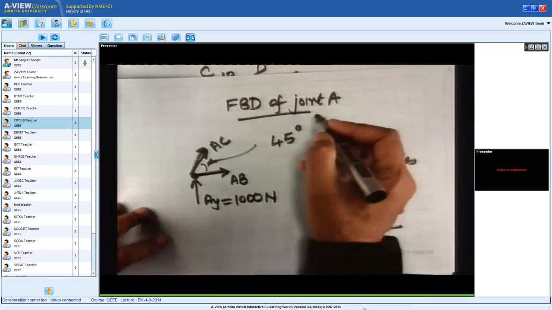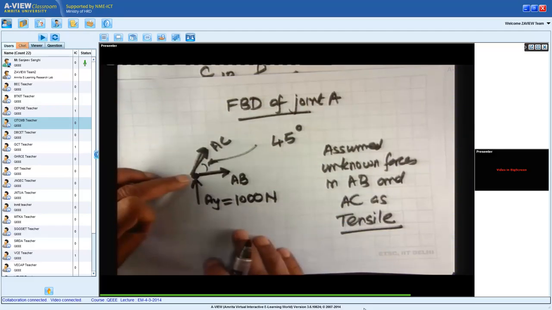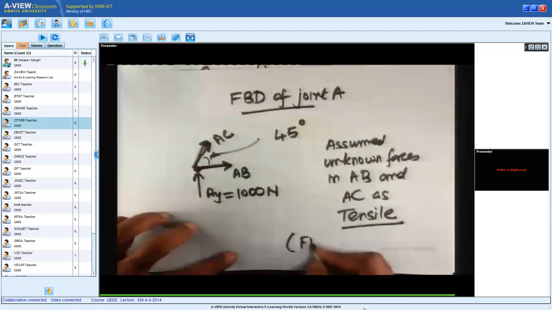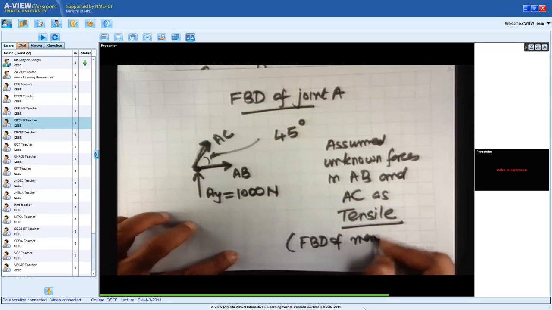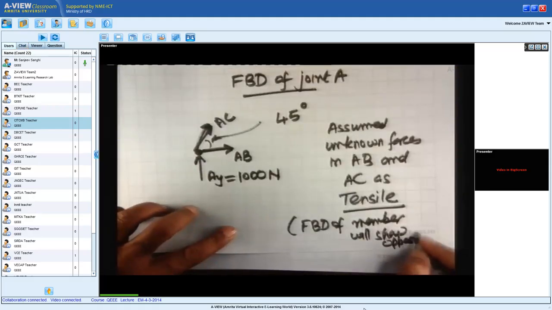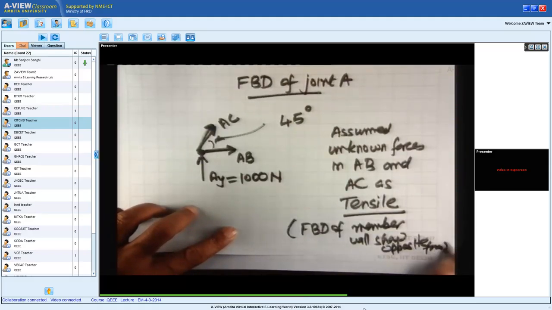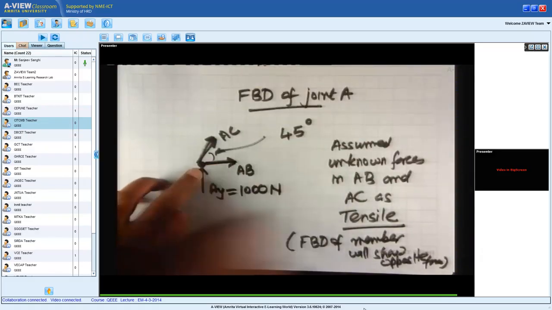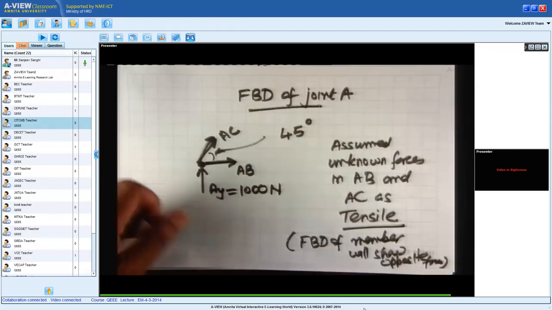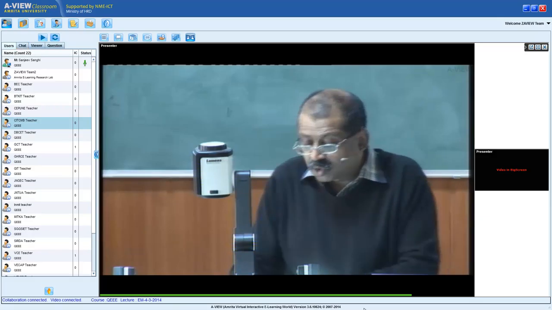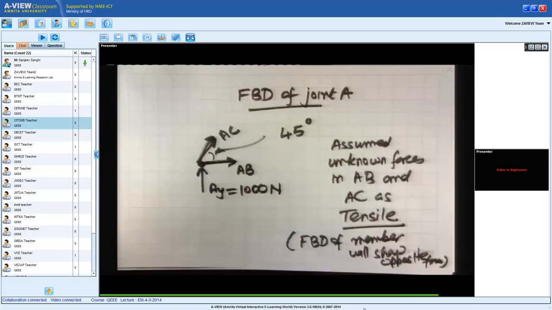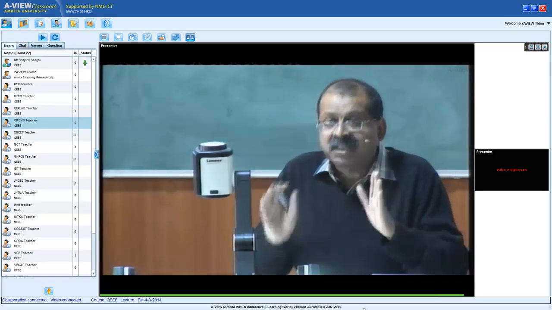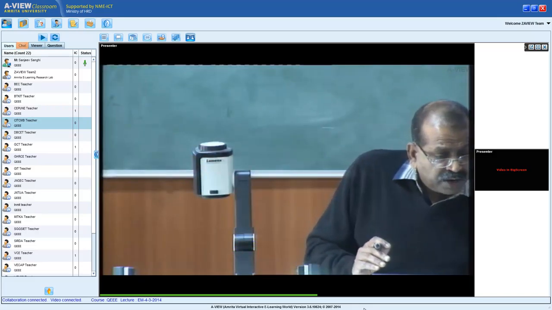The answer is, we are drawing the free body diagram of the joint. The free body diagram of the member will show opposite forces. So a tensile force in AB will pull member AB; when I look at a joint, the tensile force will pull the joint and the joint will then pull the member. So these AB and AC are shown as I have assumed them to be tensile. Is that clear? I think this is something all of you have to understand.